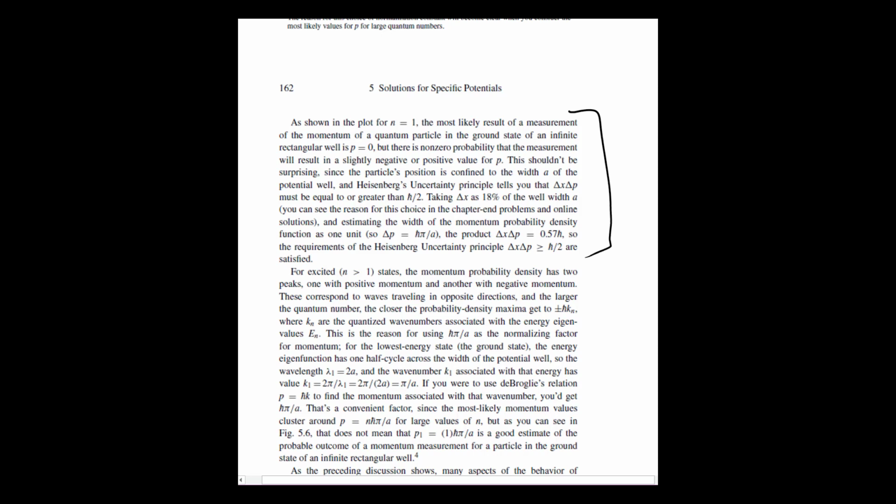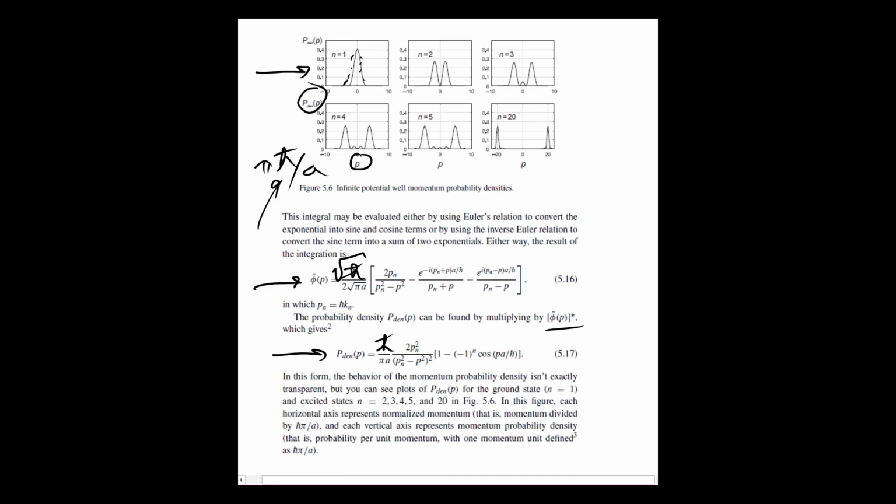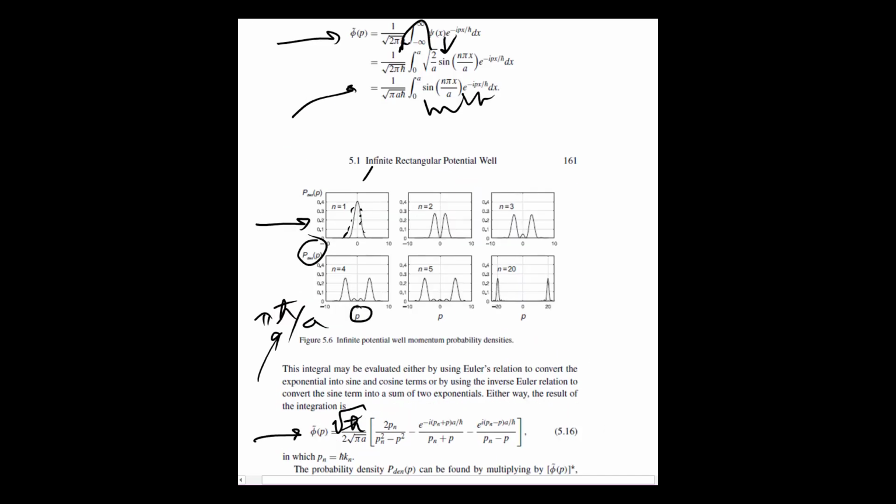This paragraph explains that you shouldn't be too surprised that you don't get a precise single value for the momentum even in the ground state, because after all, we know this particle is in the well. Therefore, we have some knowledge of its position. And the Heisenberg uncertainty principle tells us that the uncertainty in position times the uncertainty in momentum must be greater than or equal to h bar over 2.